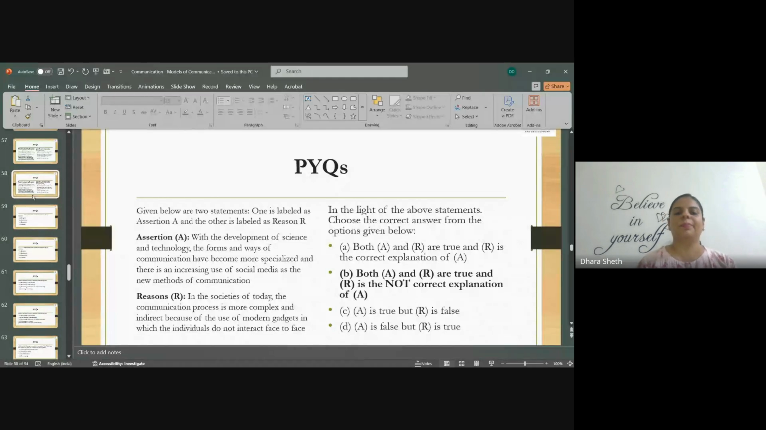Okay. So see, communication has become more specialized and there is an increase in use of social media. Here it says communication is more complex and indirect because of use of modern gadgets. So both of them are true, but more complex because of use of modern gadgets and more specialized and increased use of social media are not directly related. So that is why the answer is B.